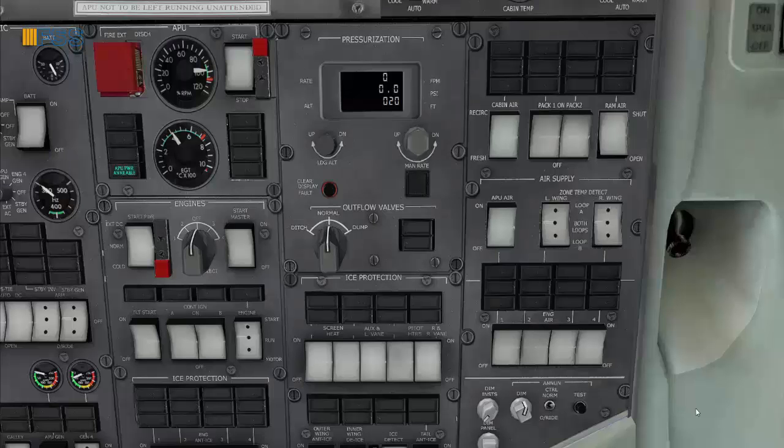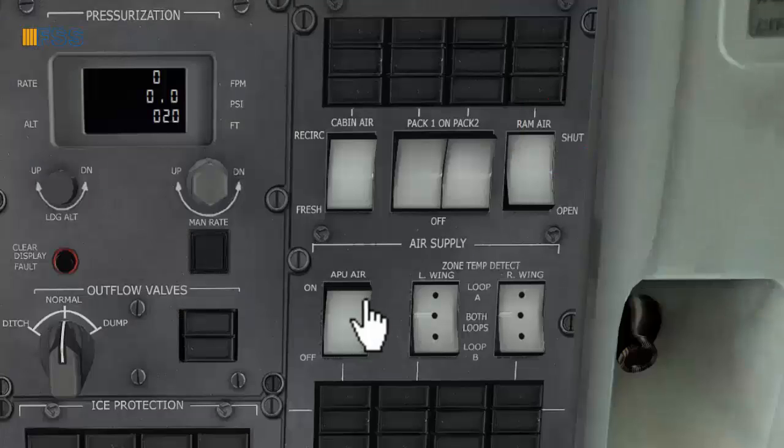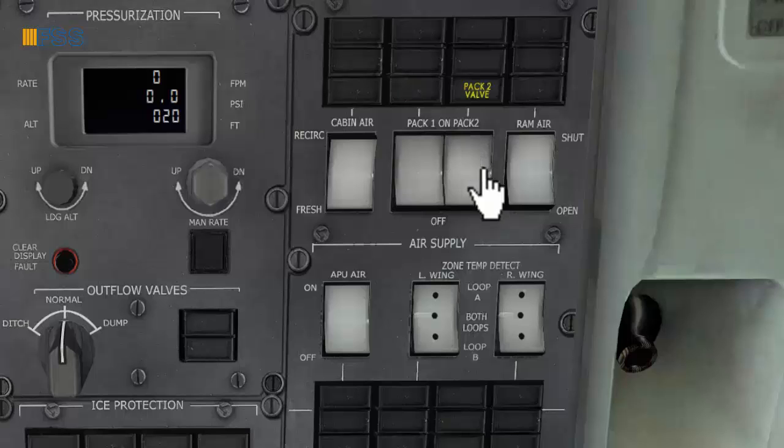Let's see now how to operate the air supply system. I will start with a normal flight where the aircraft is on the ground and powered with the APU running. Here the APU air can be used for the air conditioning by first selecting the APU air switch on, then the two packs are selected on.